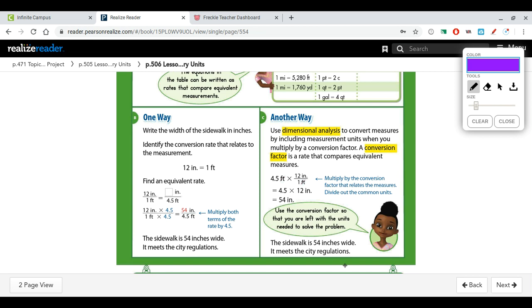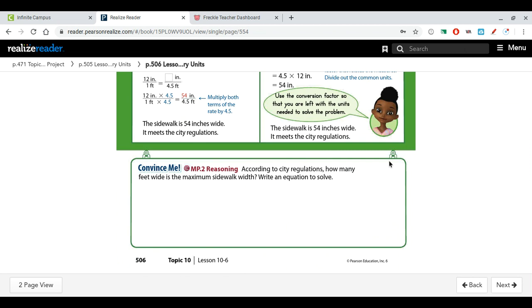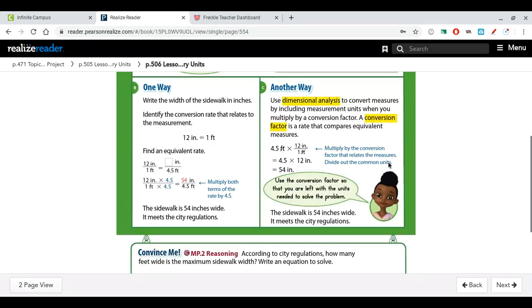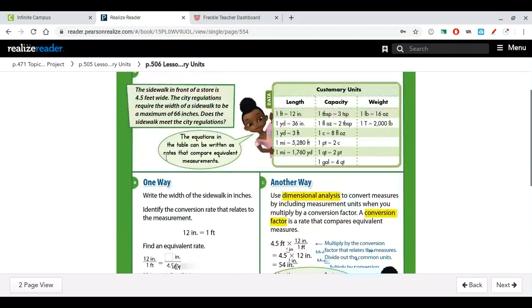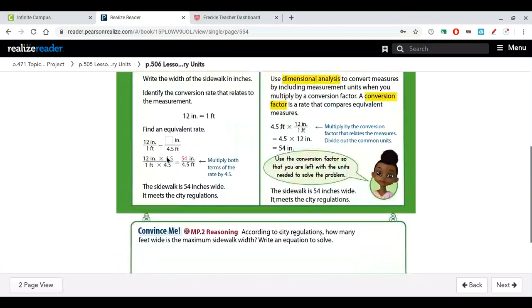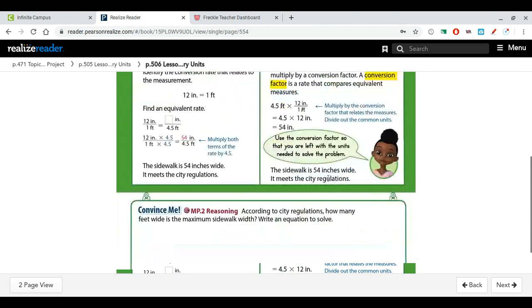As we go forward and see, I'll add that in as we do our comparisons. So it requires the maximum of 66 inches. It's interesting. It says the city regulations require the width of the sidewalk to be maximum 66 inches. Does the sidewalk meet the city regulations? Well, if it's 54 inches, it does not meet city regulations. And so 66 inches, how wide is the maximum sidewalk width?